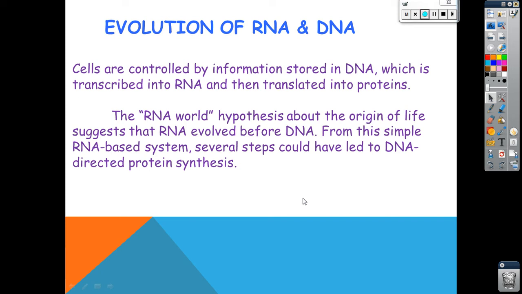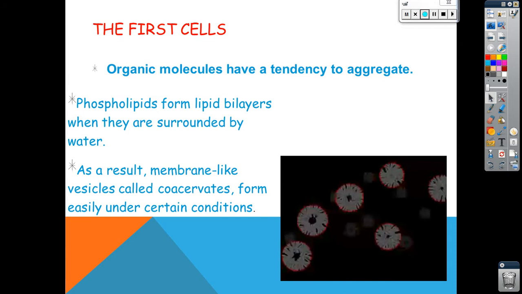Remember that cells are controlled by the information stored in DNA, which is transcribed into RNA, and then translated into a protein eventually. So obviously that implies that you're not going to have DNA before having RNA. So, going back to our first cells. Remember, organic molecules have a tendency to aggregate together. When our first cells did this, we have to try to find out how and why.